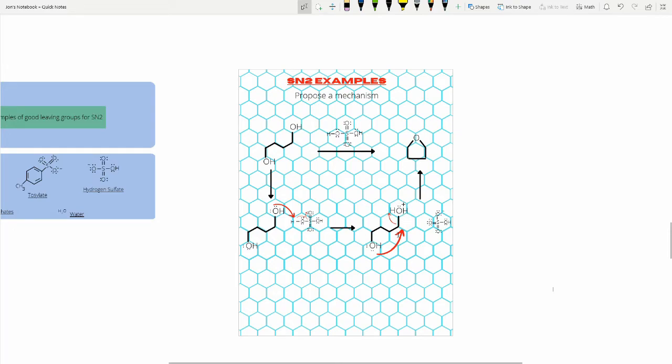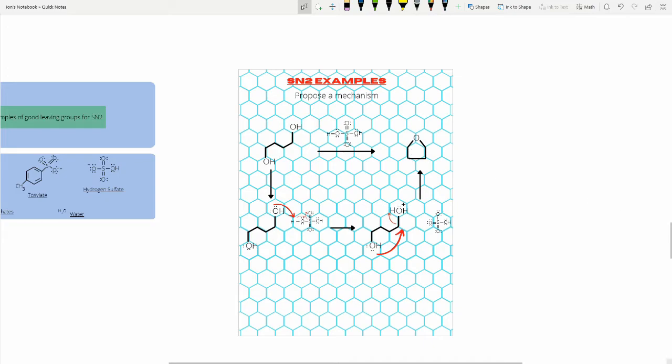We have a primary substrate, which is this right here. And then we have a strong nucleophile. In this case, it is the hydroxide. And so what you can see is that the nucleophile, with its lone pair right here, attacks the backside of the leaving group, in this case the positively charged water. The leaving group leaves, and then we form a cyclic ether right here.